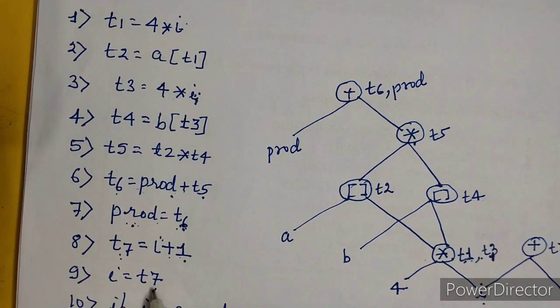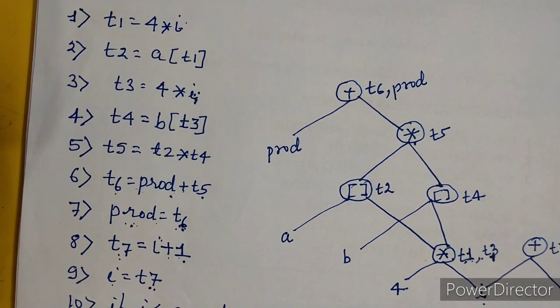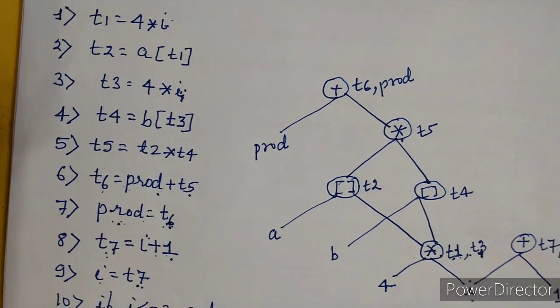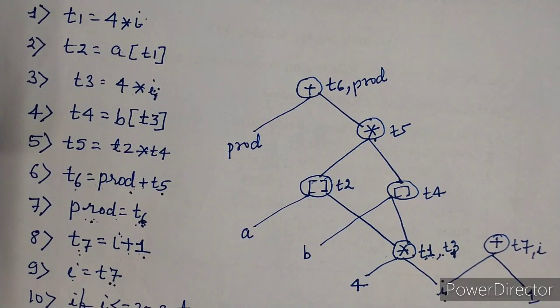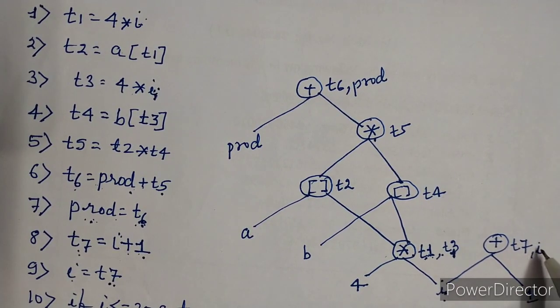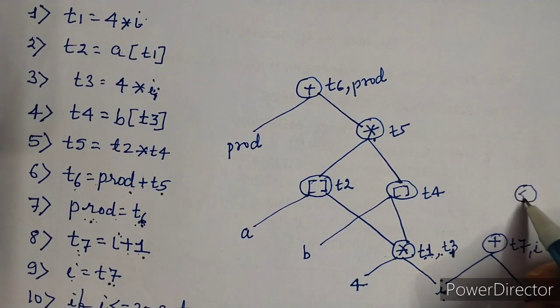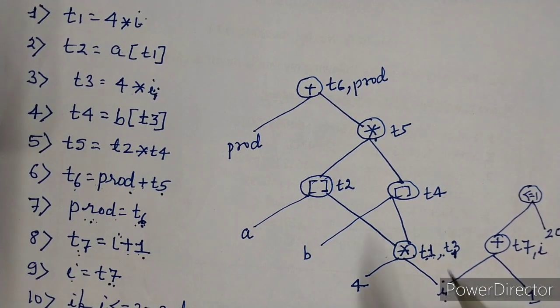It means the node that T7 represents, the same node will be represented by I. So this is your I. You can see this is the I. The last statement is if I less than or equal to 20 go to 1. The operator is less than or equal to, the left side is I, that is this I, and the right side is 20. So this is the DAG for this 3 address code. Hope you will be able to understand.